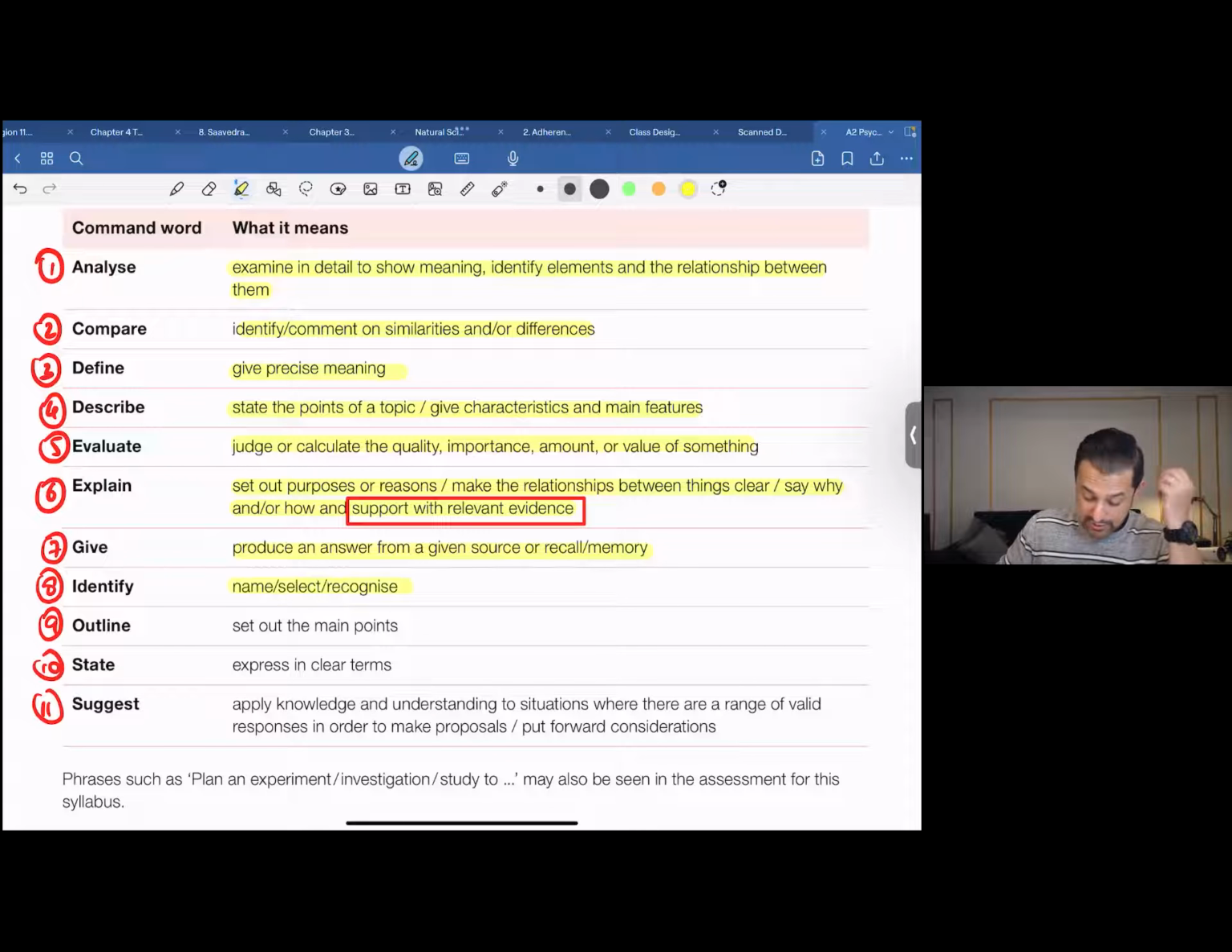Identify is to name, select, or recognize. Outline is to set out the main points. State is to express in clear terms. And suggest means to apply knowledge and understanding to situations where there are a range of valid responses, in order to make proposals and put forward considerations.